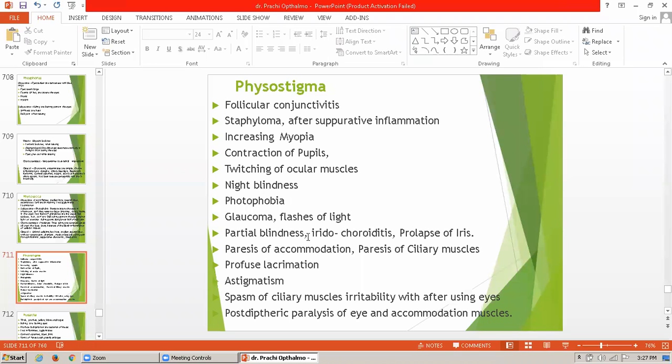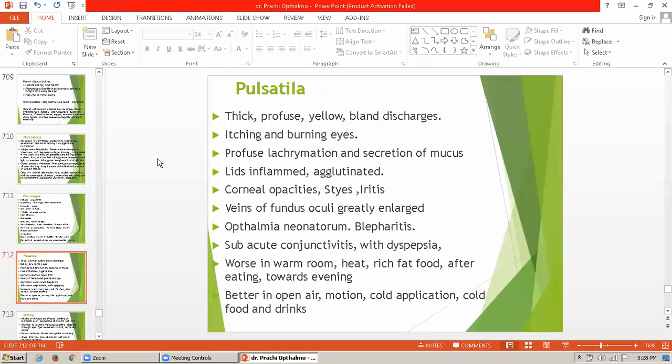There is parietal blindness, iridochoroiditis, and prolapse of the iris. There is paresis of accommodation and paresis of the ciliary muscles. There is profuse lacrimation, astigmatism, and spasm of the ciliary muscles with irritability after using the eyes. Post-diphtheritic paralysis of the eye and accommodation muscles.